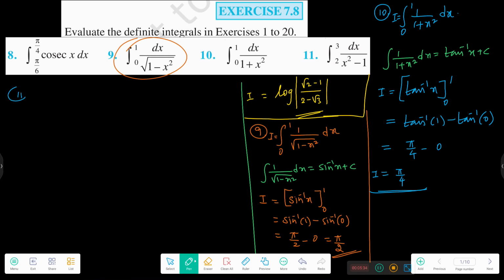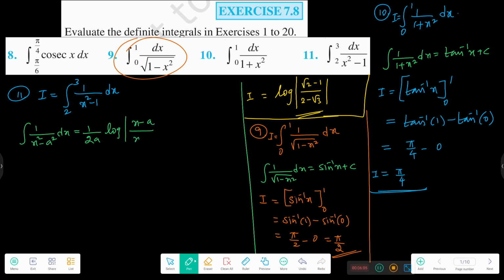So in the page, question number 11, let's start. I is equal to integral 2 to 3 of 1 divided by x square minus 1 into dx. Children, does anyone remember the formula for the integral of 1 divided by x square minus a square into dx? It is 1 divided by 2a log of (x minus a) by (x plus a), plus c. Okay, so this formula I am going to use.